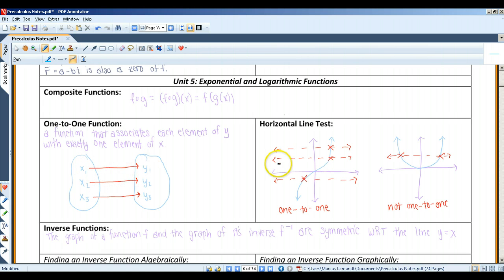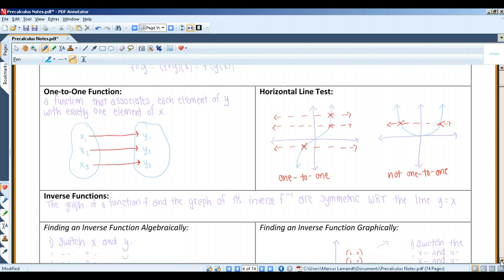So you've got exactly one x for each y. The horizontal line test is a lot like the vertical line test, except this one tests whether or not a function is one-to-one. So it's pretty much the same thing. You draw horizontal lines. As long as every horizontal line you draw only hits the graph of the function once, the function is one-to-one. If you can draw a horizontal line that intersects the graph of the function more than once, then it is not one-to-one.